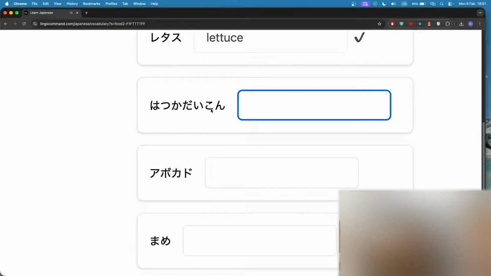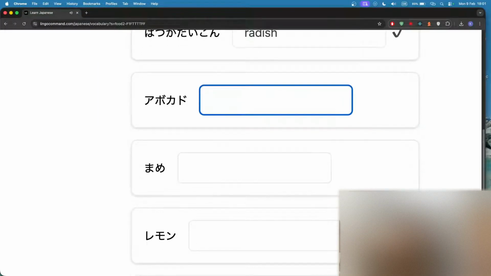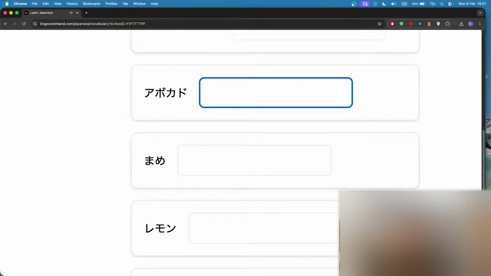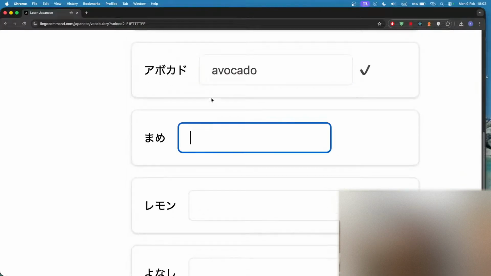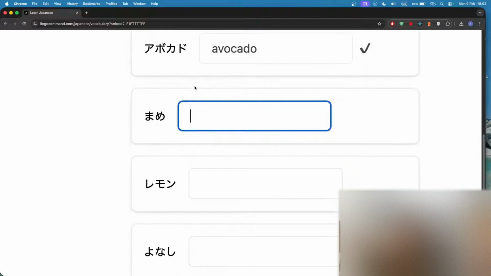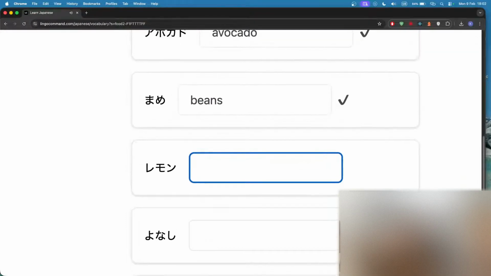Hatsuka daikon. It's a long word for radish, but that's how it is. And then the next one is avocado. So this is a katakana loan word, and it just means avocado. There's not too much deviation between the English and the Japanese word here. Mame is a hiragana word, so it's not a loan word, and it just means beans. Or bean. And in Japanese, it's the same word if it's singular or plural, so I could have also written bean here.